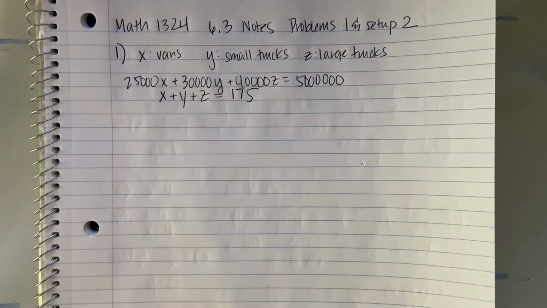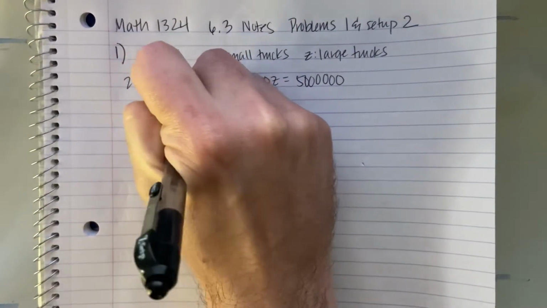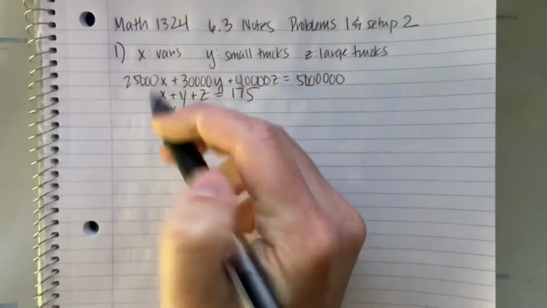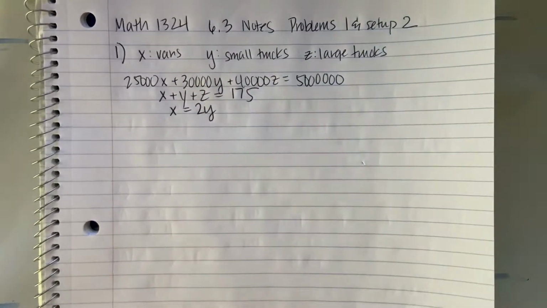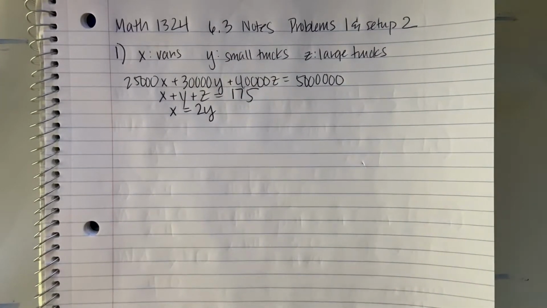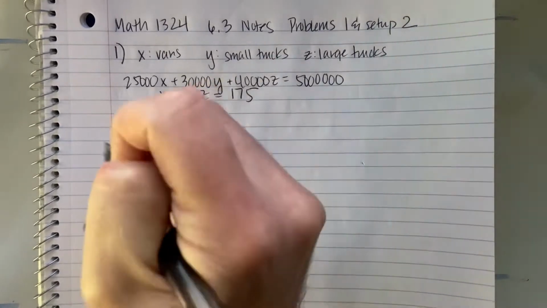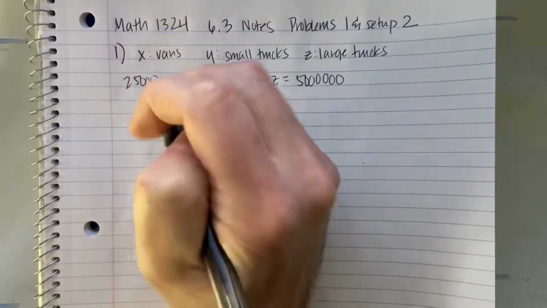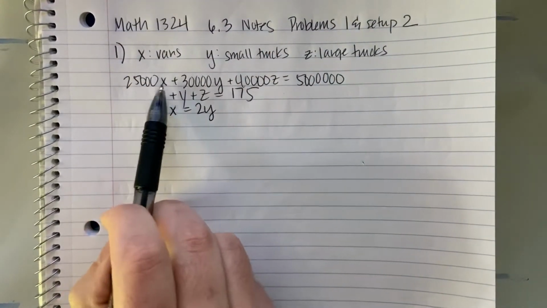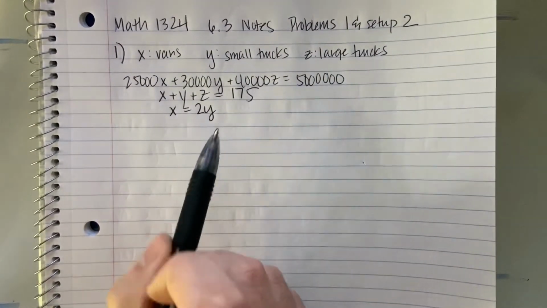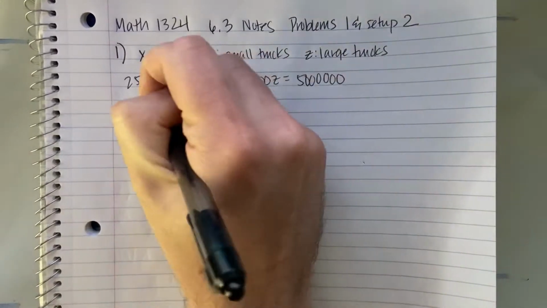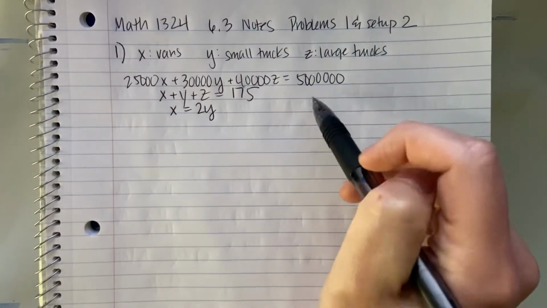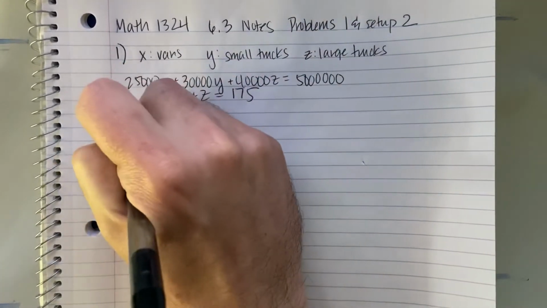And our last thing is the company needs twice as many vans as small trucks. So that means X is equal to 2Y, because the number of vans is equal to 2 times the number of small trucks. So let's break this down. I'm going to move everything to the left side so our constants are over here, so I'm going to subtract the 2Y. I can get rid of quite a few numbers here. I'm at least for now going to divide by 1,000. We'll divide again in a second.